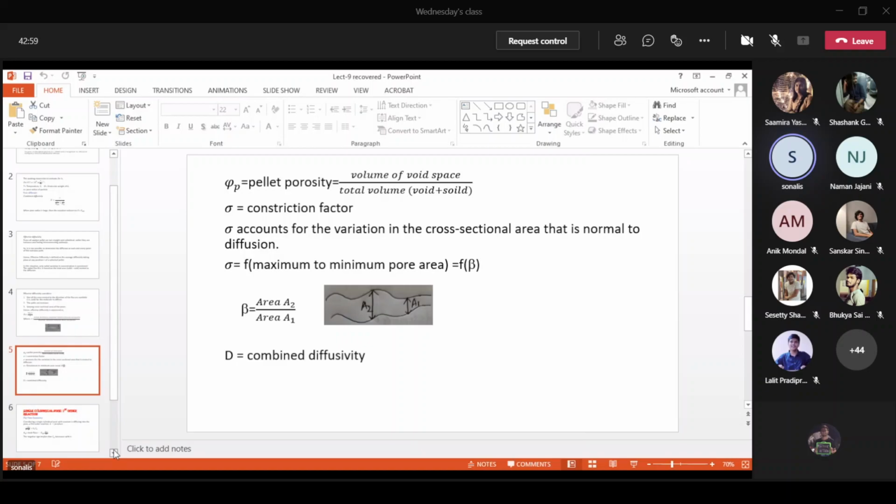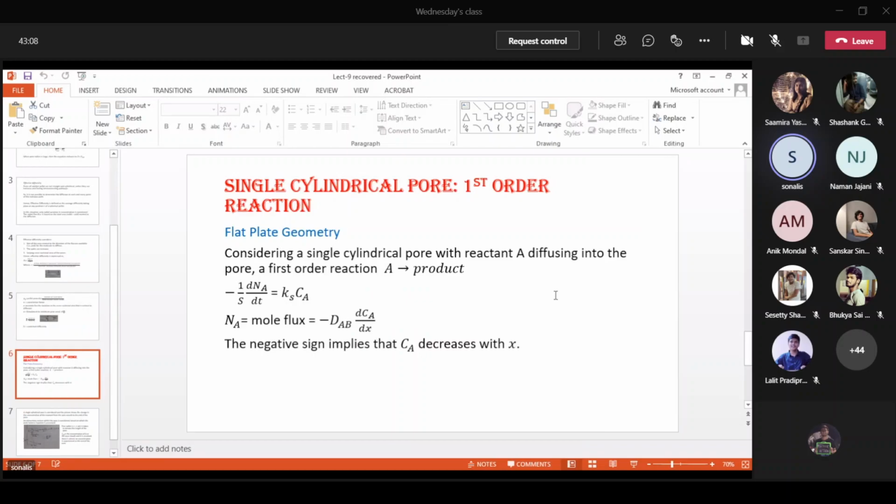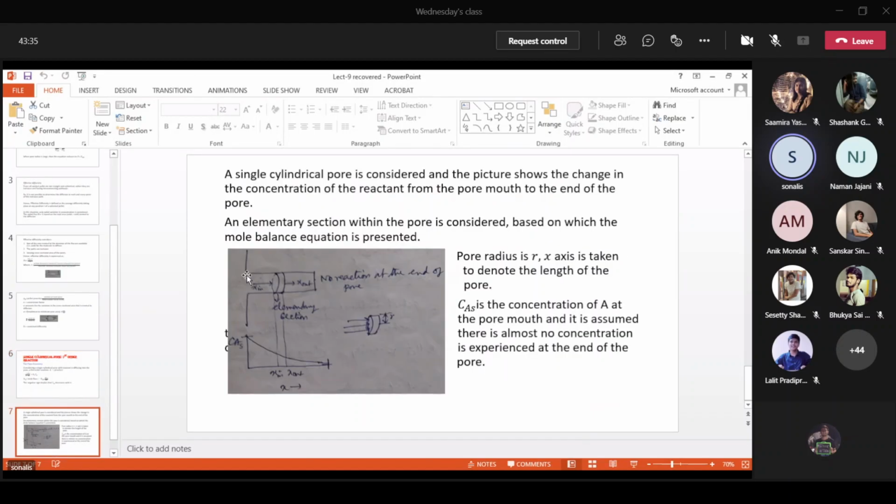Now we take a single cylindrical pore and we take the first order reaction, the simplest reaction, in one single pore of a solid catalyst, and it is a cylindrical pore. One single pore we are considering, and the geometry of the pore is a flat plate type. See, this is the picture. This is a flat plate type of catalyst, say, and this is a single pore. Only one pore we are considering.